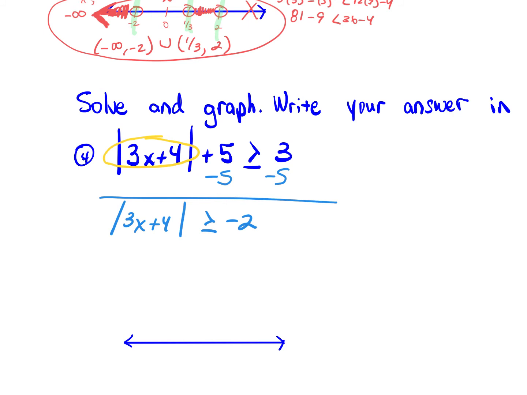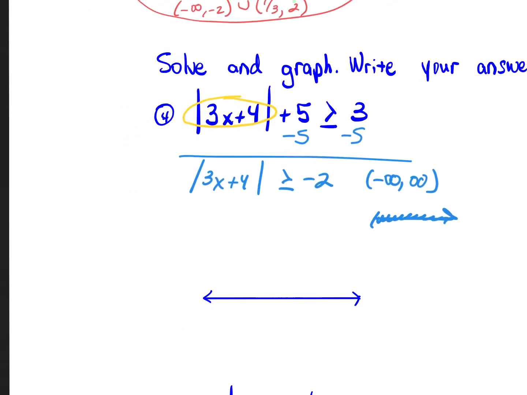Not that it can't equal it. It will always be what? It'll always be greater than. Whatever's in that absolute value will always be greater than or equal to negative 2. If you saw that right now, you could tell me your answer is negative infinity to positive infinity. And your number line would be like this, and you would just color in the whole thing. If you don't see that, that is okay. Go through the process that we talked about.